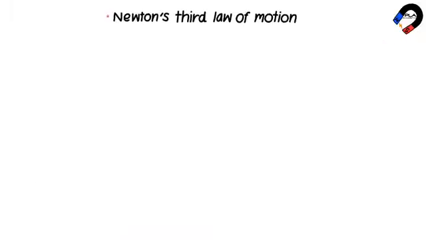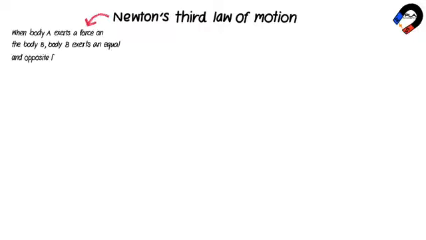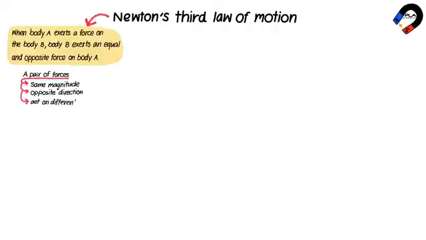Newton's third law of motion. Newton's third law of motion states that when body A exerts a force on body B, body B exerts an equal and opposite force on body A. A pair of forces must be equal in magnitude, opposite in direction, and act on different bodies.